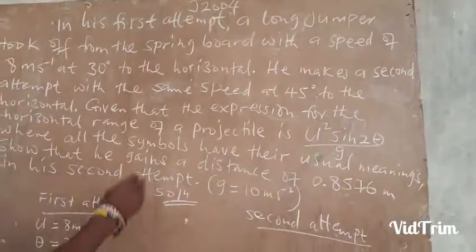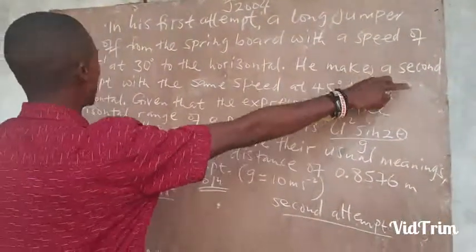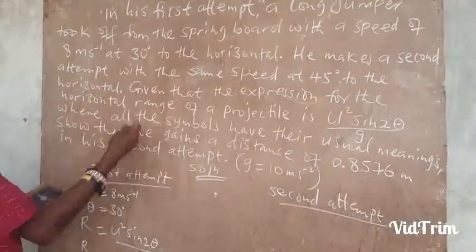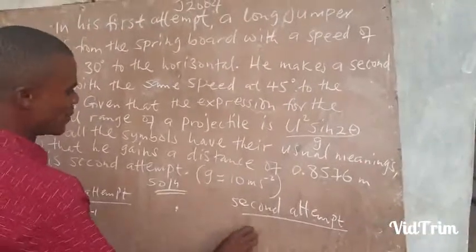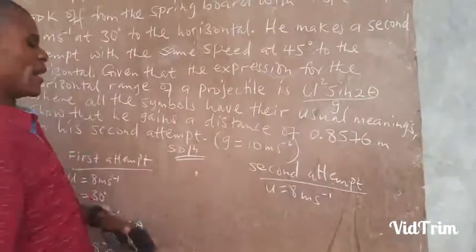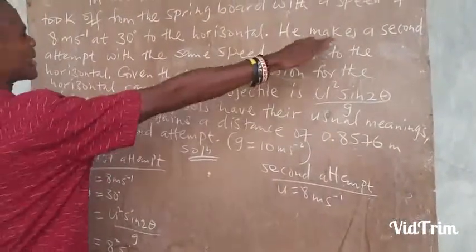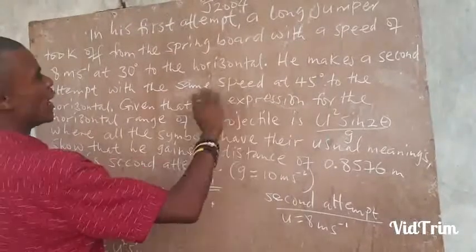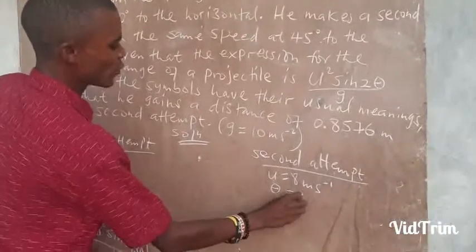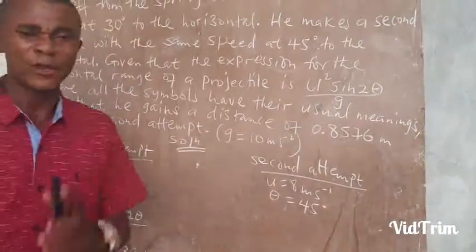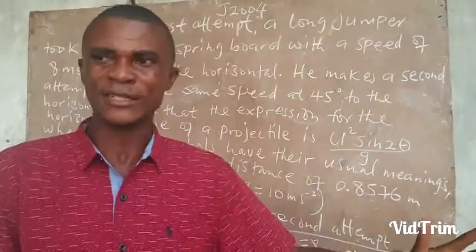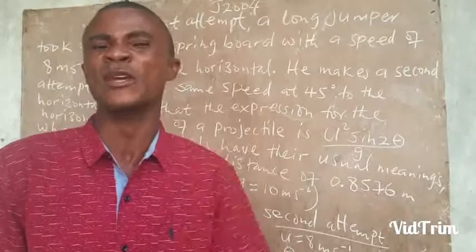In the second attempt, we read the question. He makes a second attempt with the same speed, and the speed here is 8 meters per second. So in the second attempt, the speed is also 8 meters per second. The angle, he makes a second attempt with the same speed at 45 degrees. So the angle theta becomes 45 degrees. If you recall the last class, we said the moment the angle is 45 degrees, that is maximum range. The maximum range always occurs when the angle is 45 degrees.